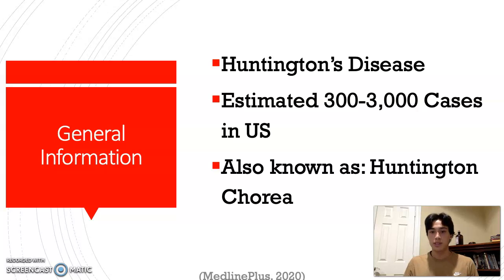As mentioned previously, I am presenting on Huntington's disease. Huntington's disease affects an estimated 300 to 3,000 people in the US annually. More specifically, it affects 3 to 7 per 100,000 people of European descent and significantly less in other ethnicities. It is also known in the medical world as Huntington chorea.